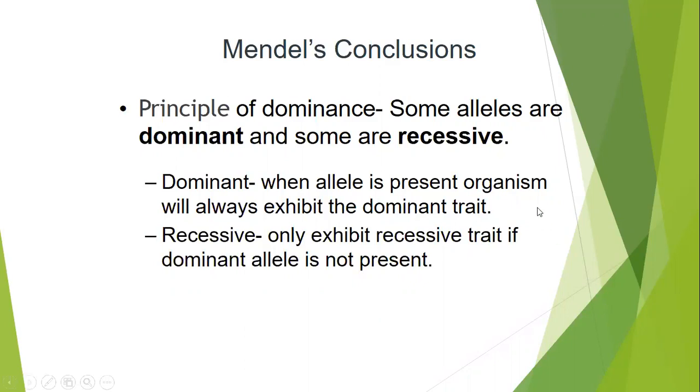So in other words, when a trait is dominant, it will be represented by a capital letter, and that trait will always be shown, assuming that we're talking about simple dominance, which right now we are. If it is a little t, it means that it is a recessive trait, and it means that that trait will not show up if the second allele is a capital T.